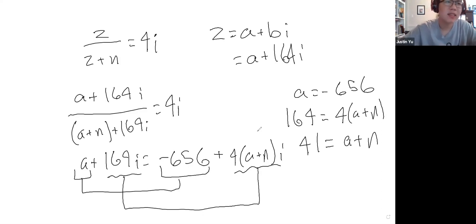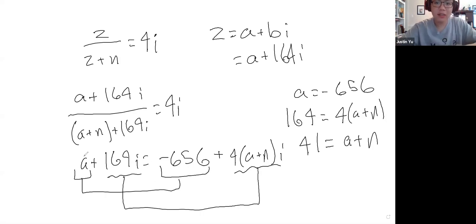All right, 697 seems to be the most common answer, and that is correct. Why is a equal to negative 656? Great question. The reason is because when we multiplied these two terms, that worked out to negative 656 because of this i squared. And then when we compared the real parts of both sides, we knew they had to be equal. And it just happened to be really nice for us because this is the only real part on each side.